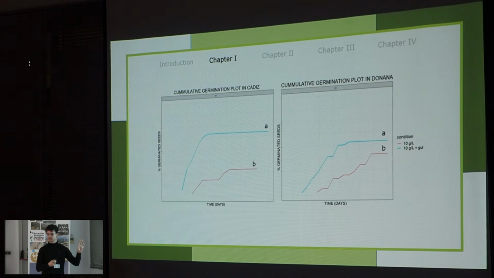And I just want to say that in both graphics we see in red the cumulative germination of the control seeds in 10 grams per liter of salt, and the blue line indicates the cumulative germination at the same salinity of those seeds that had the good PAISAJE simulation applied. And as we can see, in both cases there are significant differences between the treated and the not treated, and this is indicating that this simulation affects positively the germination pattern, at least with these species.